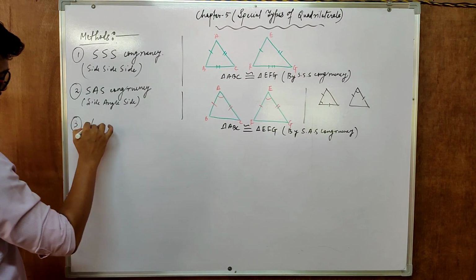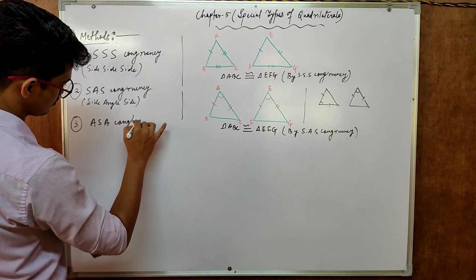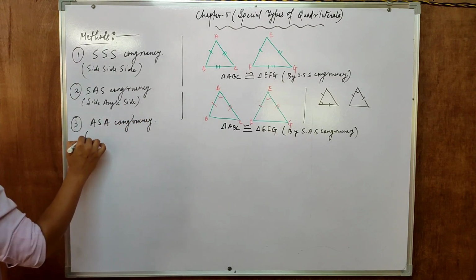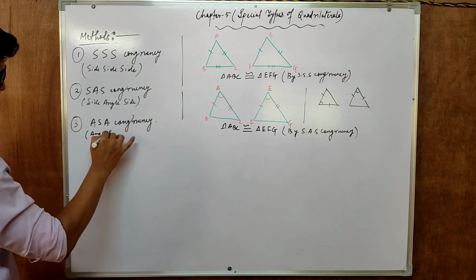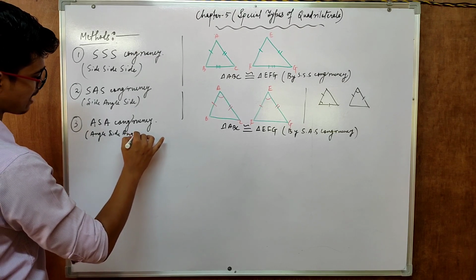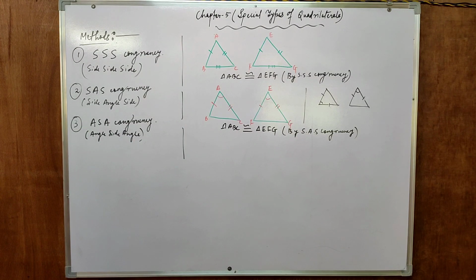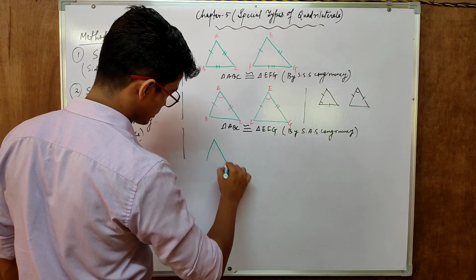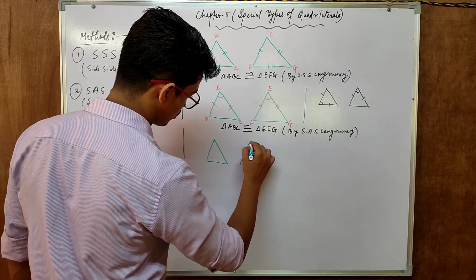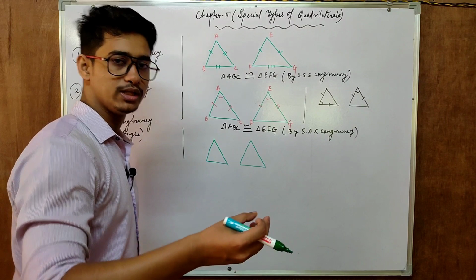The third one is angle side angle congruency. So what does angle side angle mean? Now you can guess. It is absolutely the vice versa of side angle side. In side angle side, there must be two sides, and one angle between the two sides. In case of angle side angle, there would be two angles, and there must be one side which will be between the two angles.